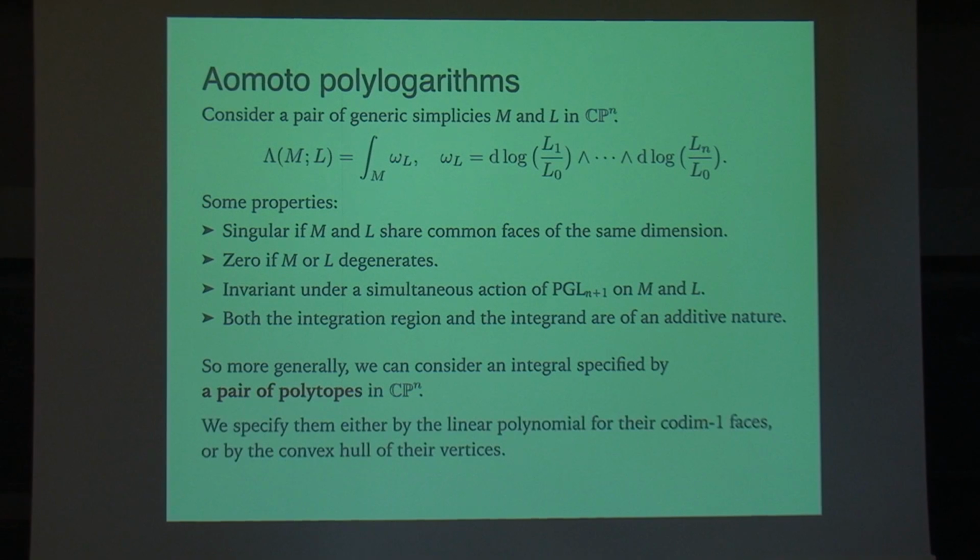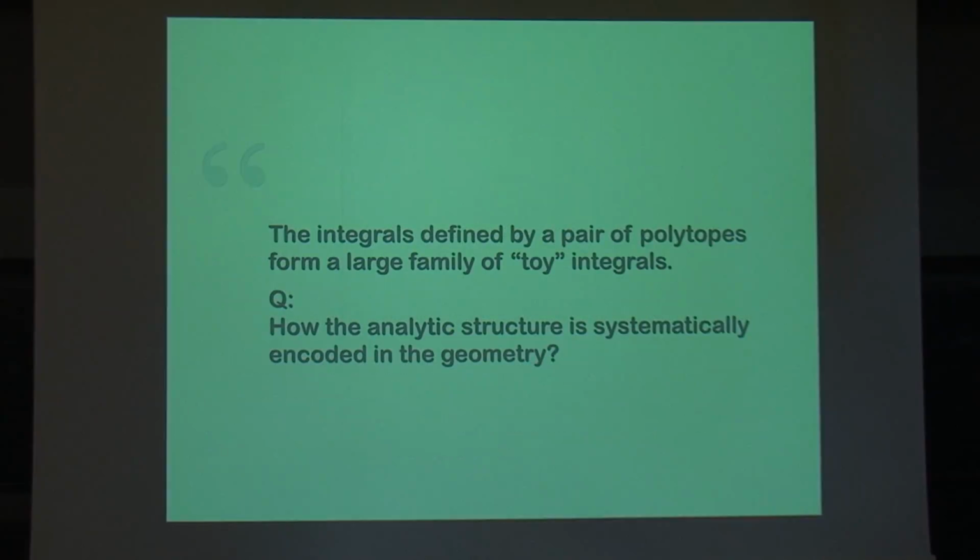For these polytopes, you can either specify them by their boundaries or by the convex hull of their vertices. You can think in either way. And so this is a very nice class of polylogarithm integrals that we can start with in trying to understand geometrically the singularity structures of the integral. And the hope is that the lessons we learn from here could help us get some intuition of how to better understand the Feynman integrals that we encounter.